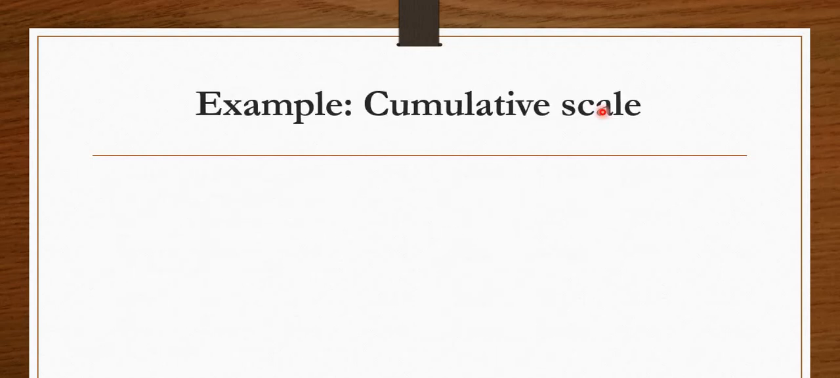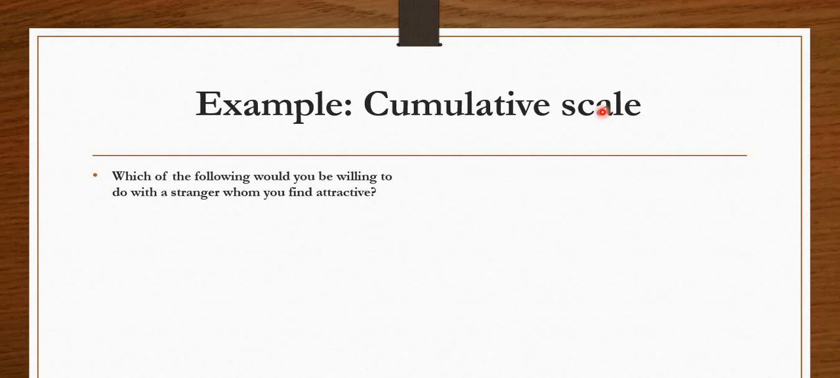We also have a cumulative scale, wherein which of the following will you be willing to do with a stranger whom you find attractive? And here are the options. Now, why is it cumulative? Because if you're willing to hug a stranger, then most probably you're also willing to talk and greet the stranger. If you're willing to kiss the stranger, then most probably you're willing to hug, talk, and greet the stranger.